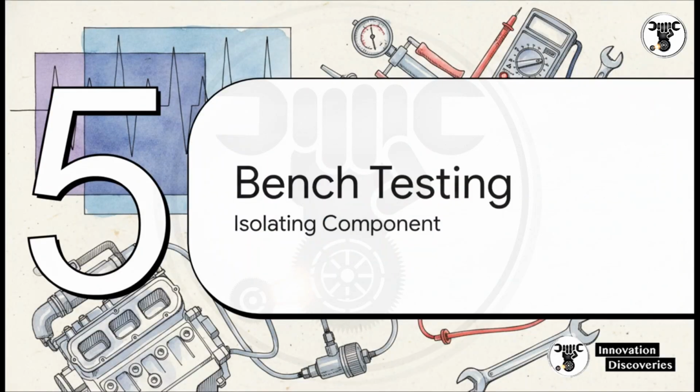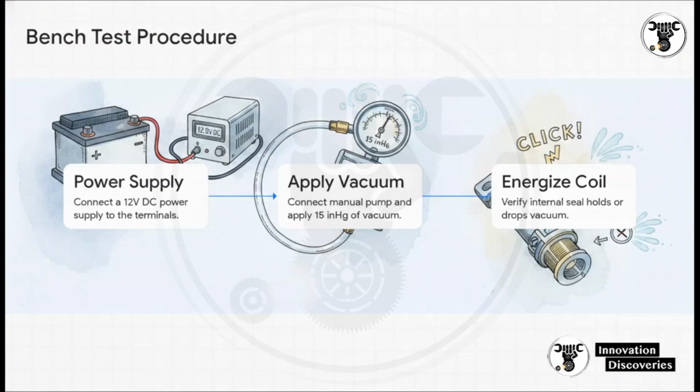Section 5. Bench testing and verification. Let's isolate this component on the bench. All right, here is the definitive bench test procedure. First, pull the solenoid off the vehicle and hook a 12-volt DC power supply up to the terminals. Next, grab a manual vacuum pump, hook it to the inlet port, and pump it up to about 15 inches of mercury. Now you need to observe its behavior based on its specific design.